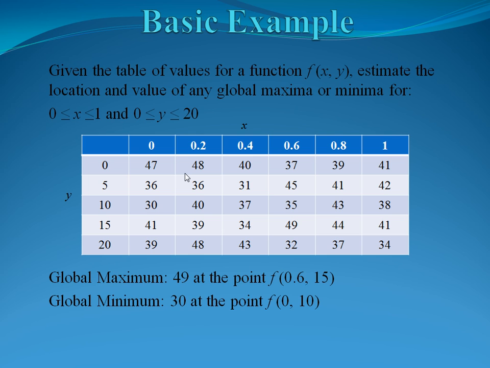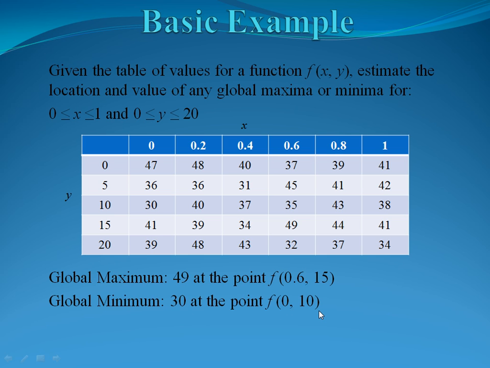Doing a quick scan of all the values in the middle, we find that 49 is going to be the largest of all the possible values. And if you look, 49 is going to happen when x is 0.6 and when y is 15. So the global maximum will be 49 at the point f of 0.6, 15. Similarly, for the global minimum, we're going to look for the smallest value. A quick scan through all the values will reveal that the smallest functional value is going to be 30. And 30 is going to happen when x is 0 and when y is 10. So the global minimum is 30 at the point f of 0, 10.